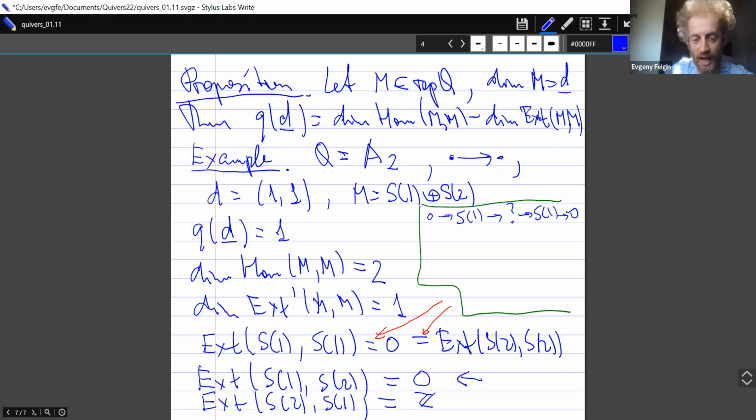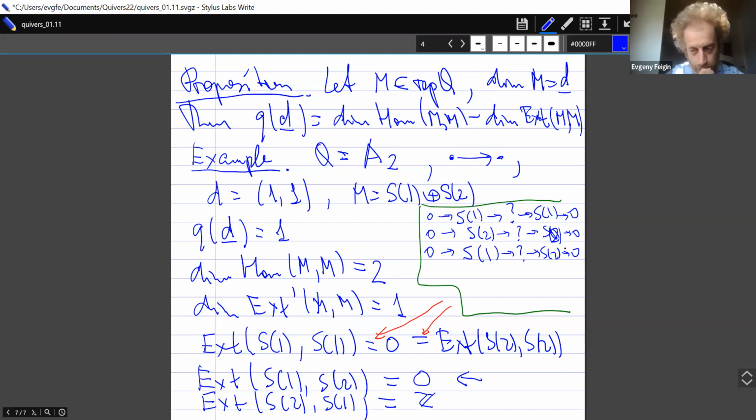Okay, so similarly, we have a question about S2, ?, S2. So again, this question mark is the direct sum of two S2s, which means that it's trivial. Okay. So now, what about the extension with the submodule S2 and the quotient module S1? Does it exist? It should have S1 as a submodule, and S2 as a quotient module.